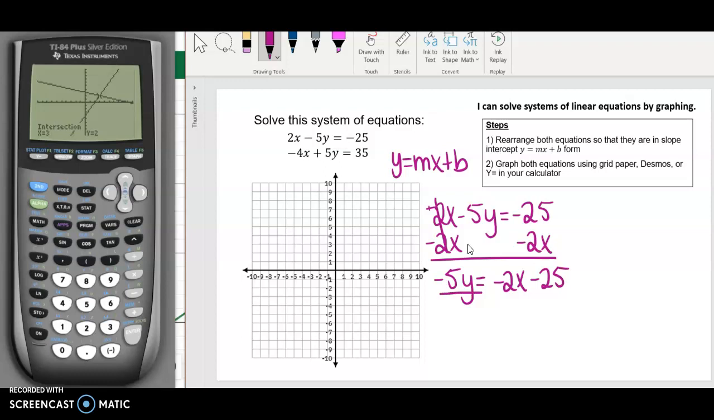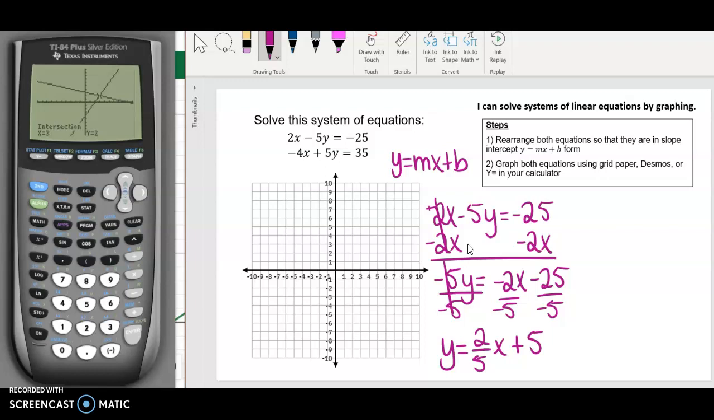Now I'm going to divide everything by negative 5 to get y by itself. When I do that, on the left side, I'm left with just y. I have a negative 2 over negative 5. Remember, when I have a negative over a negative, it becomes positive, so I have 2 over 5x. And then I have a minus and a negative, right? So once again, I have two negatives, so that's going to become plus 25 over 5, which is 5.